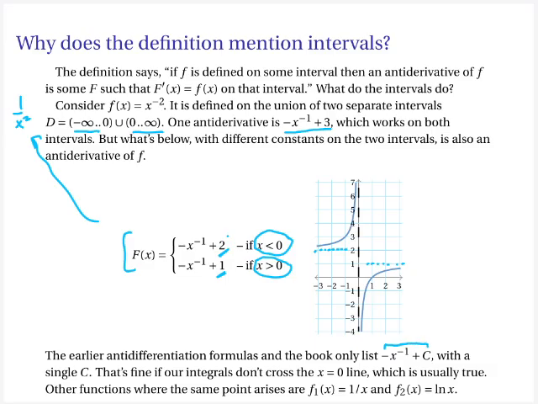Now that's usually fine, because usually when we take an integral we won't cross the x equals 0 line, but I think it's worth mentioning just in passing, just to have said that it's only fine because usually we won't cross that line. Other functions where the same point arises are 1 over x and also ln of x. You'll remember that ln of x is not defined at x equals 0 or for negative x's either.